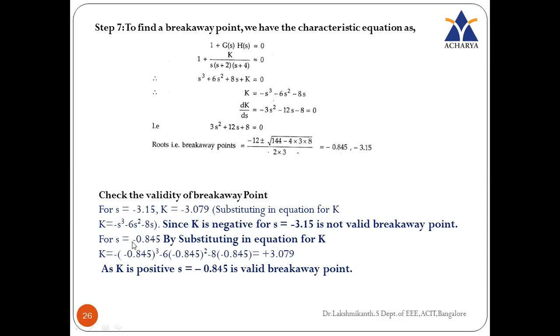Okay, so in this case I have done the testing by substituting the value of k, and for -3.15 my value of k is -3.079, that is negative, therefore not a valid breakaway point. By substituting -0.845 in the equation for k, you get plus 3.079. So it means my value of k is positive for s equal to -0.845. So it is a valid breakaway point. So you have only one breakaway point in this particular expression that we have taken. So it is at -0.845.